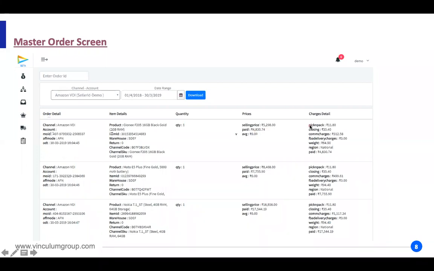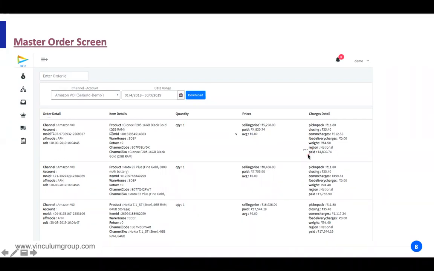What is the pick and pack fees that you have been charged? What is the closing fees? What is the commission that Amazon has levied? What was the delivery charges? What is the shipping charges? In which region has it been shipped? What kind of shipping charge has been levied to you? And finally, what is the payment which is given to you?